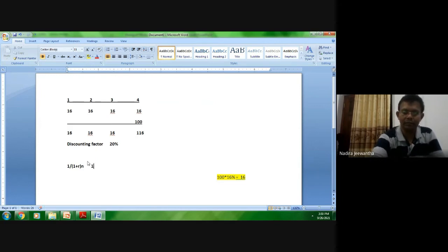1 divided by 1 plus R. R means discounting factor. 1.2. You know how it came? R means 20. 20 divided by 100 is 0.2. 0.2 plus 1 is 1.2 to the power 1. That is how you do it. Now, this is cumbersome. What you can do is with your calculator, whatever calculator you have, 1 divided by 1.2. Answer is 0.8333. Take 4 decimals.